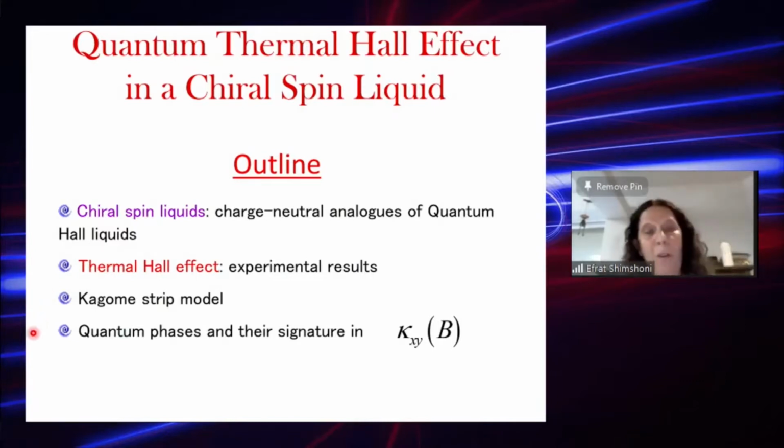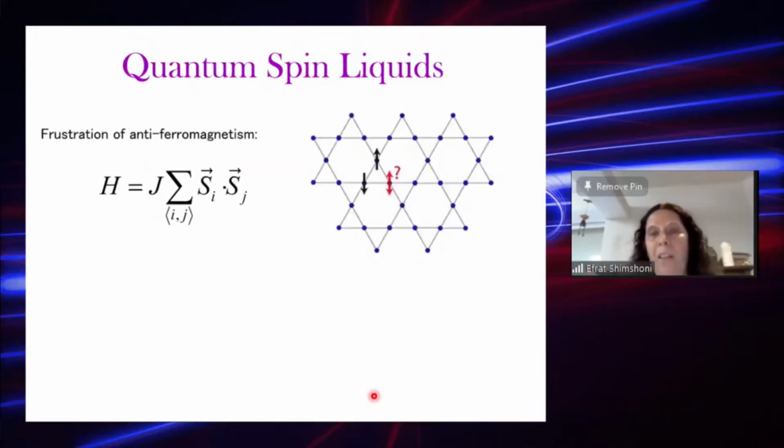such measurements are possible. And then I will focus on our work, which is a model for a Kagome strip, which serves as a minimal theoretical model which captures the main features of such an exotic state, and I will discuss the quantum phases that you get from the model and how they are signatured in the thermal Hall conductance, and in particular how it is tunable by an external magnetic field. So let's start with a brief introduction.